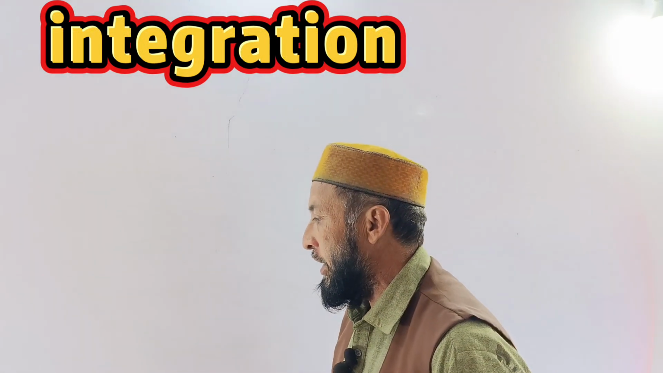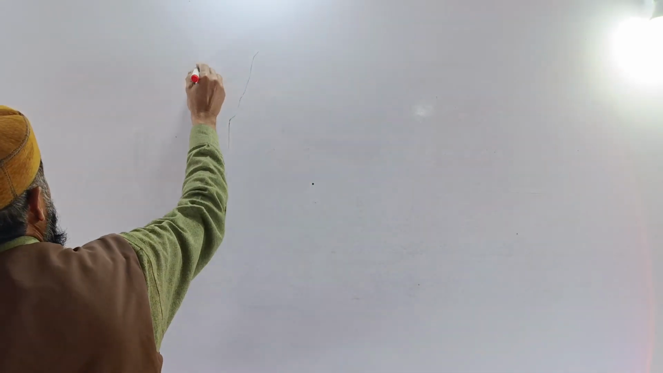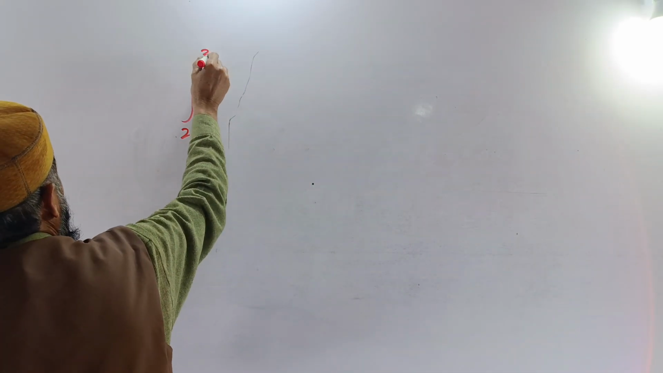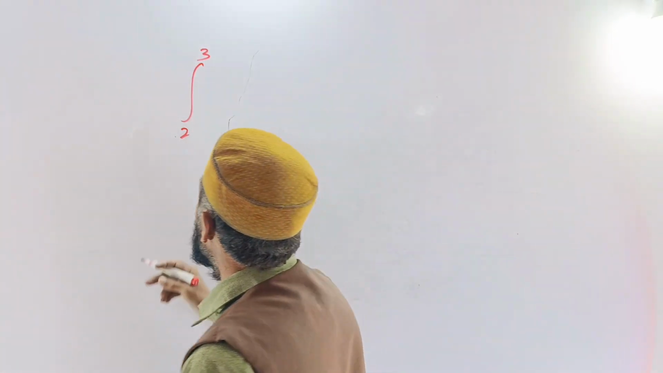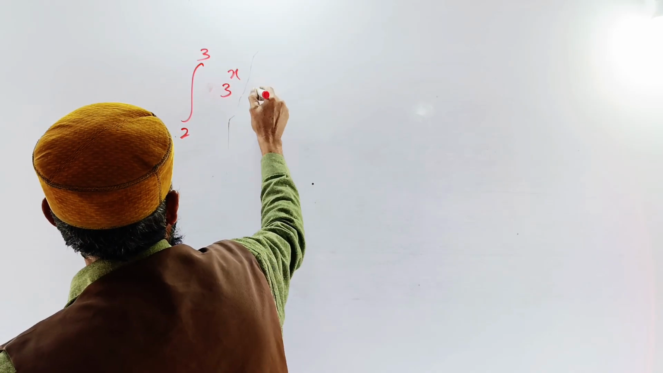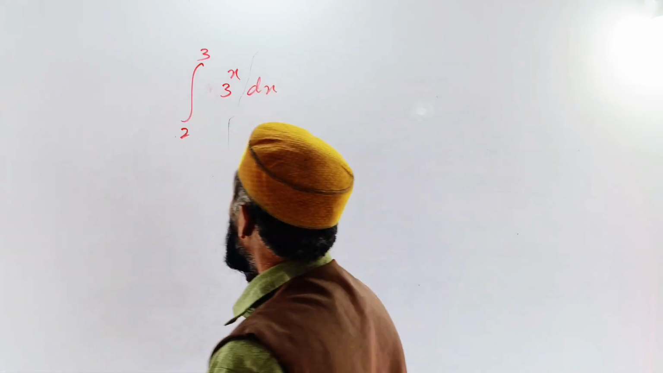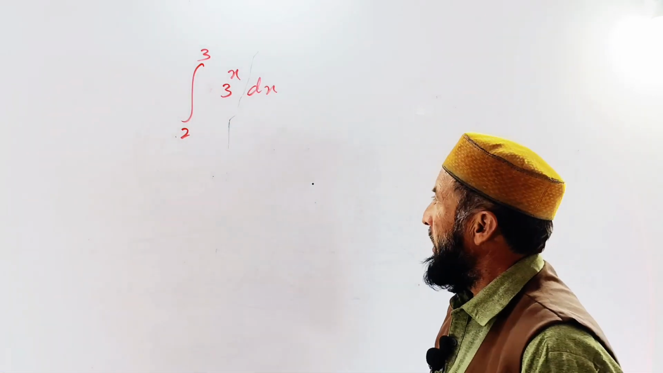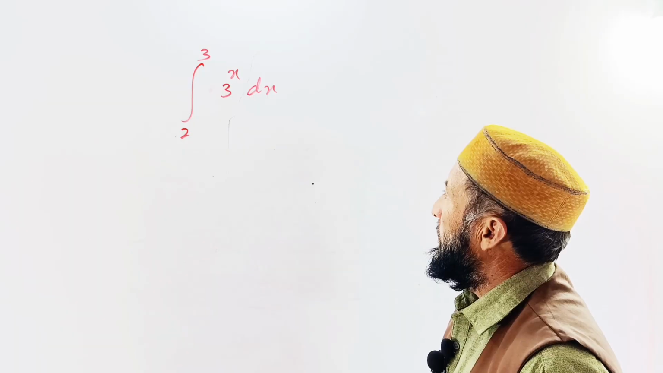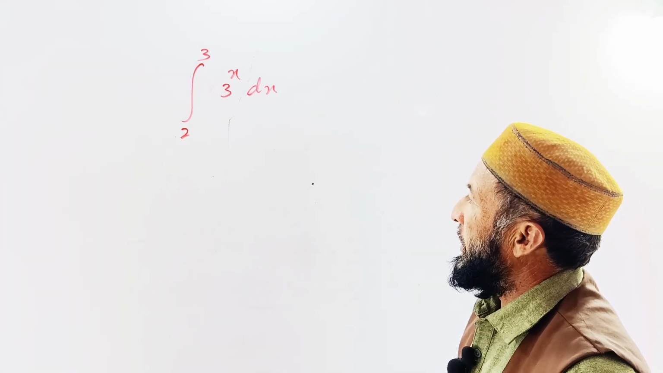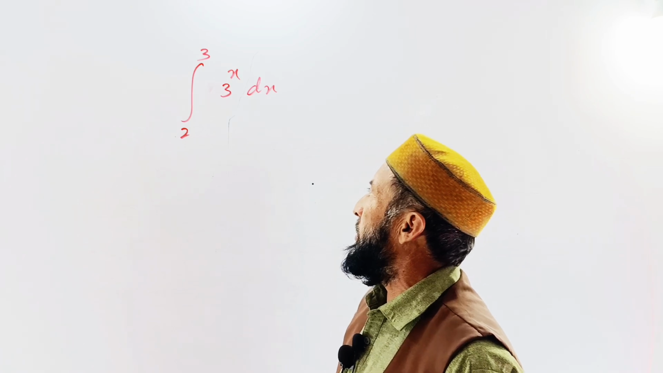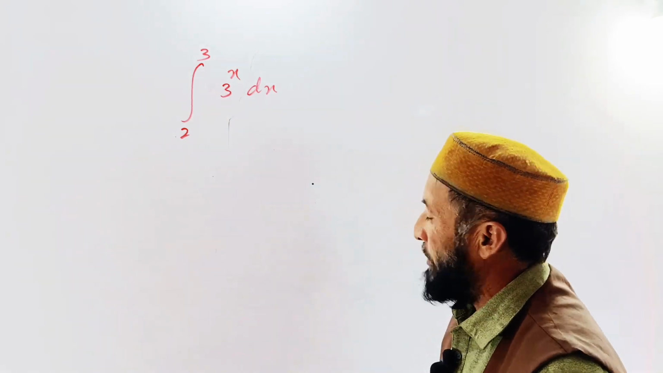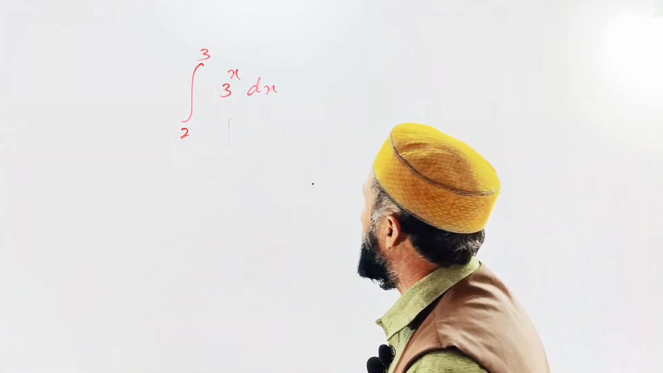Today we have a new integration question for you. Integration from 2 to 3 of 3 exponent x dx. Lower limit is 2 and upper limit is 3. How can we calculate this integration in limit form? Lower limit is 2 and upper limit is 3, and f of x is equal to 3 exponent of x. How can we calculate this?